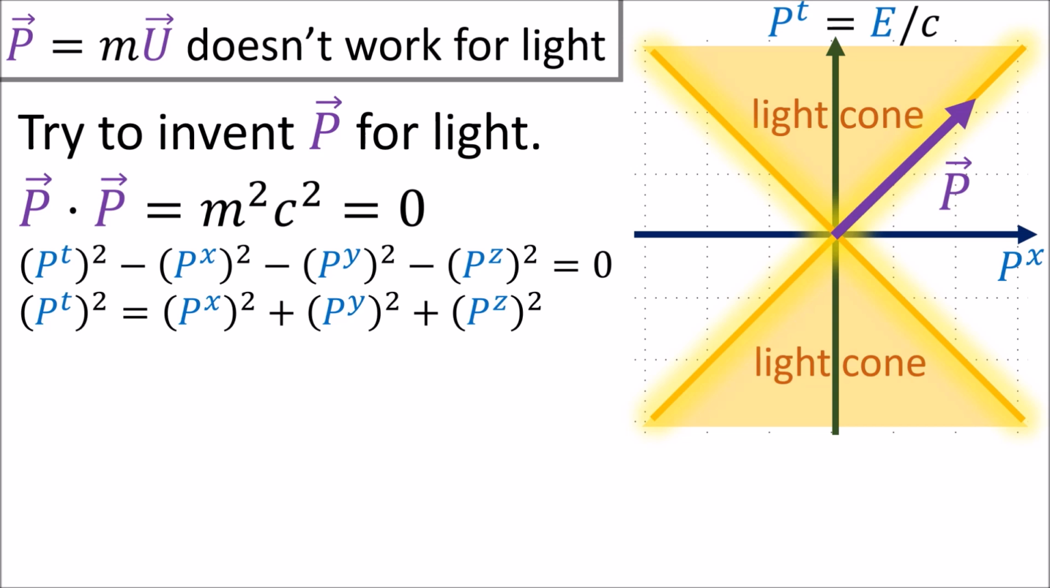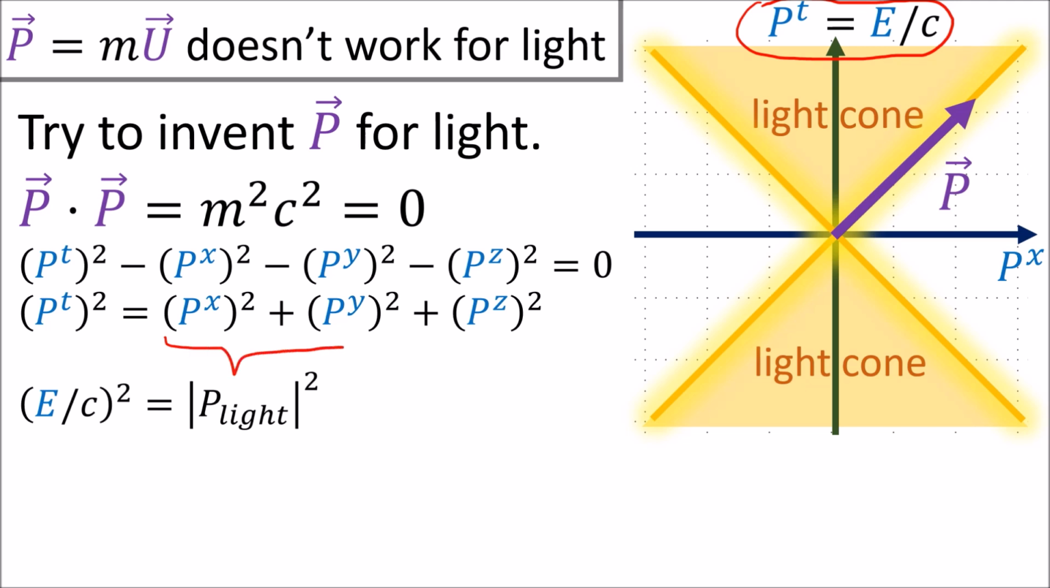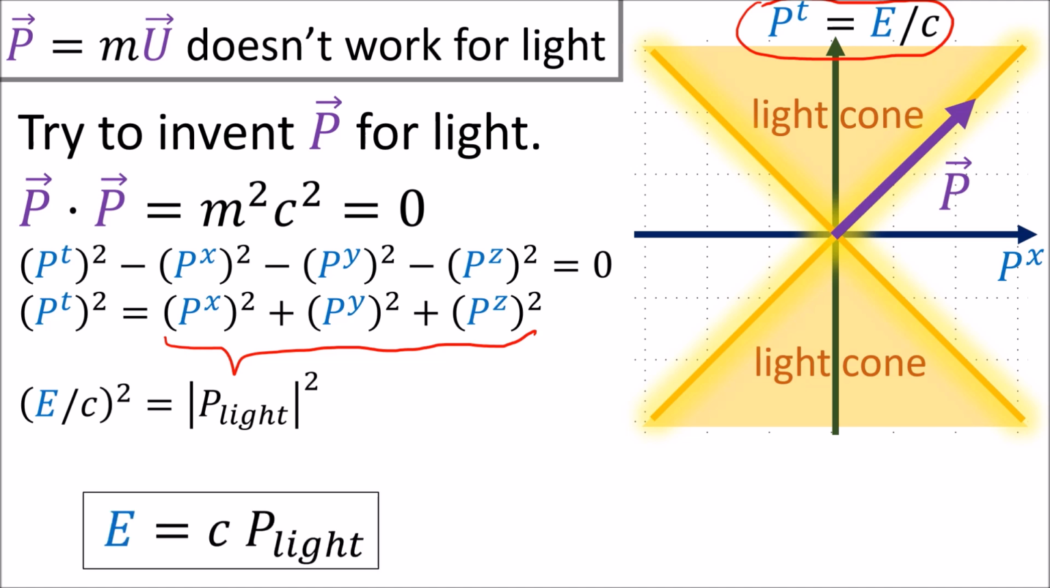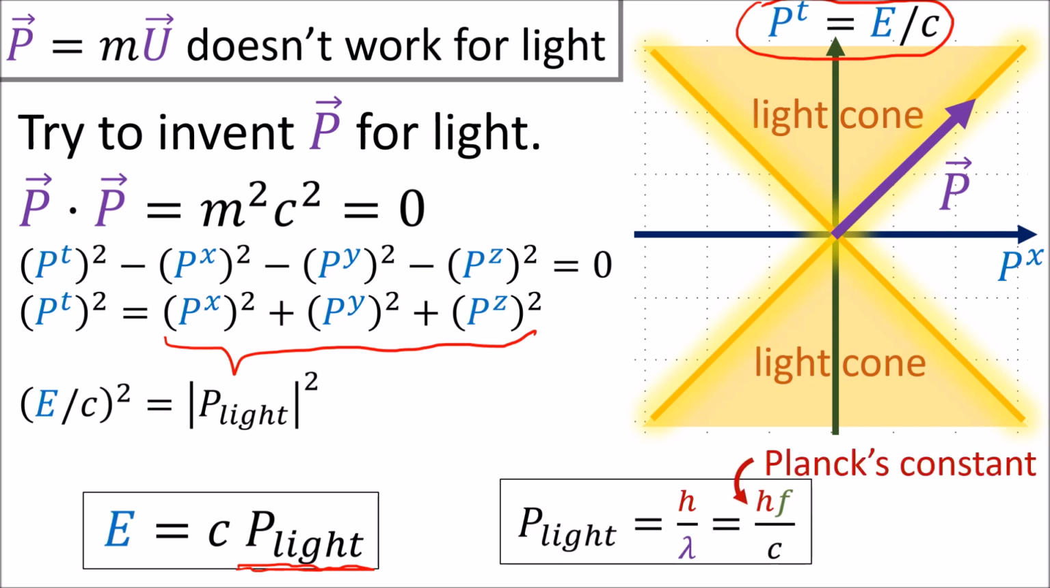Now, we know that the time component of 4 momentum is equal to energy over c. And I'm going to write this combination of the squares of the spatial components of momentum as just big P with the subscript light, to indicate the momentum of a light beam. So for light, which is massless, the energy of light comes from its momentum, not its mass. And if you know some quantum mechanics, you'll know that light's momentum is related to its frequency, where higher frequencies give higher momentum and energy. So we've managed to define the 4 momentum both for massive objects and massless objects like light.